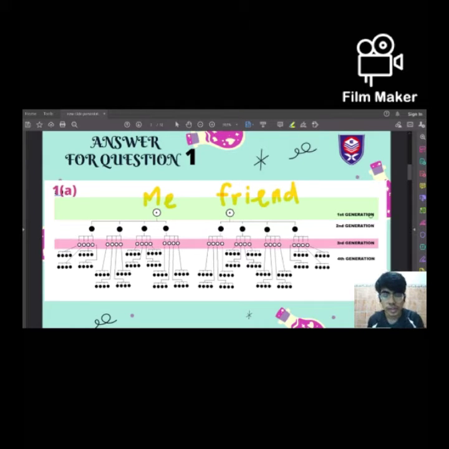Hello, my name is Shashwin and I will be presenting the diagram for question 1a. So, me and my friend want to start an online business. So at first we have 2 people in the first generation, me and my friend. And then both of us have 4 people as our downline. So altogether in the second generation there will be 8 people.